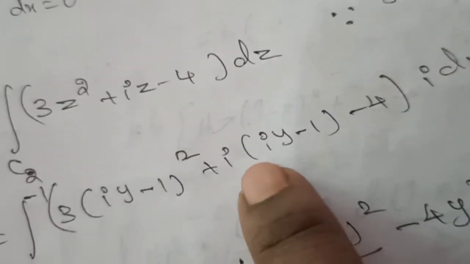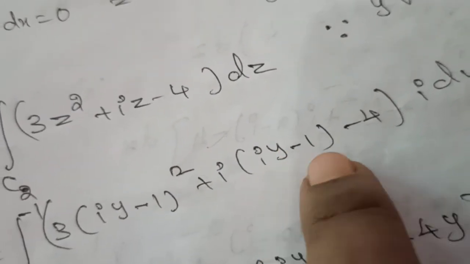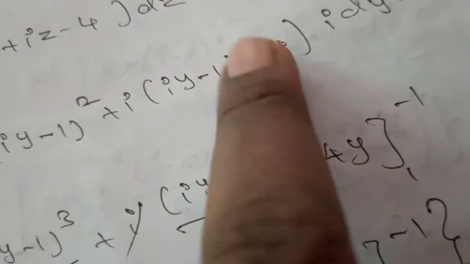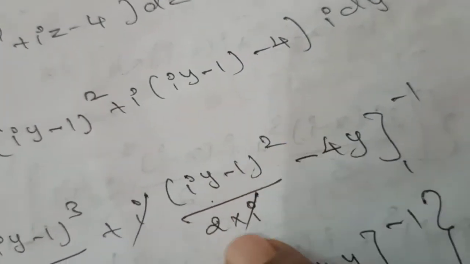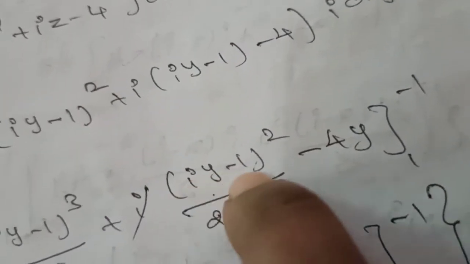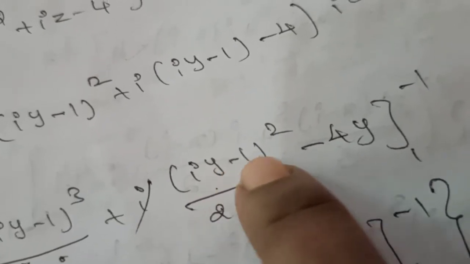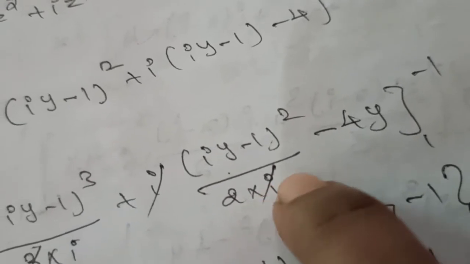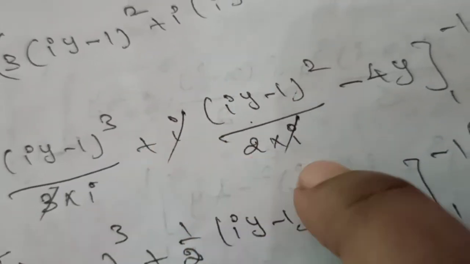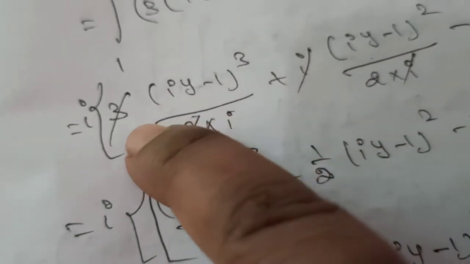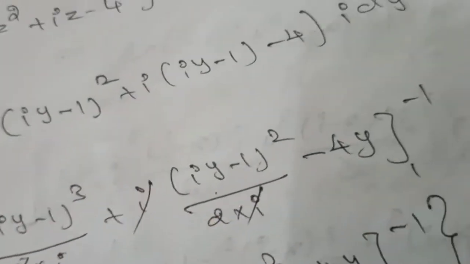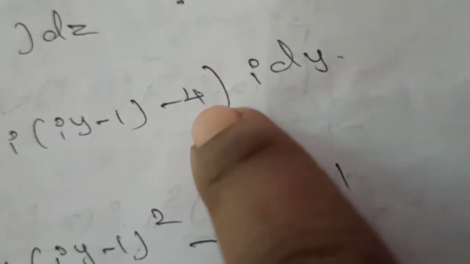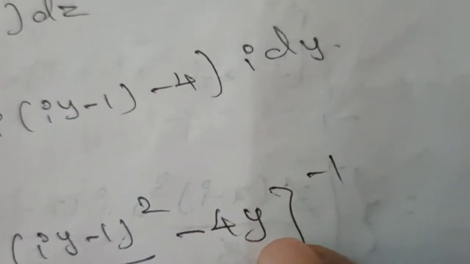Next we take the second term, plus i into the integration of iy minus 1 dy. The power is 1, so the answer is iy minus 1 the whole square divided by 2 into, again differentiating the inside value, which becomes i, so i goes into the denominator. Here the numerator and denominator i values cancel, and in the first term the 3 values cancel. Go to the last term. Integration of minus 4 dy is minus 4y.